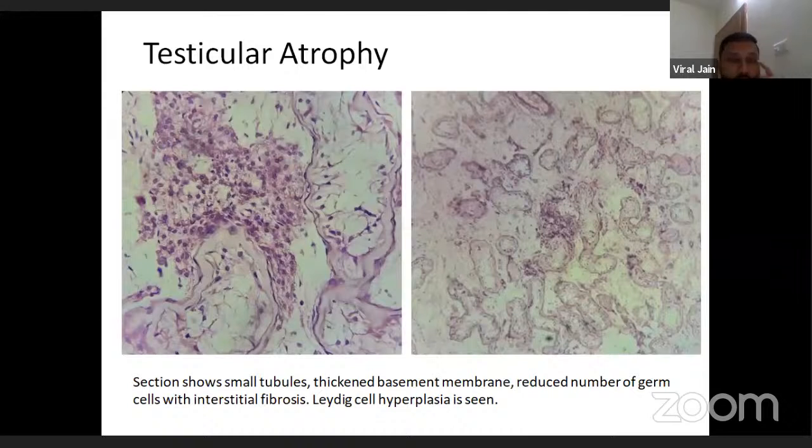These are a few photomicrographs of testicular atrophy, showing small tubules with thickened basement membrane and a reduced number of germ cells with interstitial fibrosis. Leydig cell hyperplasia is seen, which is consistent with testicular atrophy.